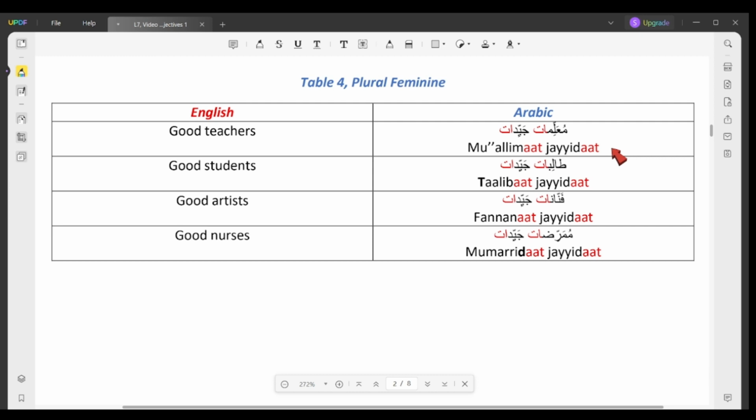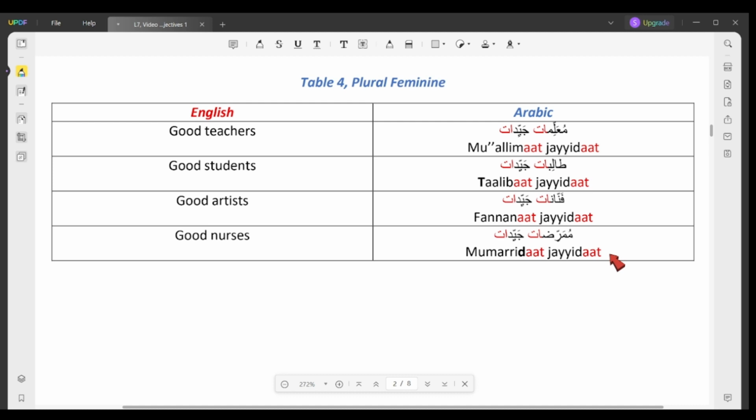Feminine plural, feminine plural. Let's look at the second one. Good students. طالبات جيدات. The third one. Good artists. فنانات جيدات. And the last one, good nurses. ممرضات جيدات.